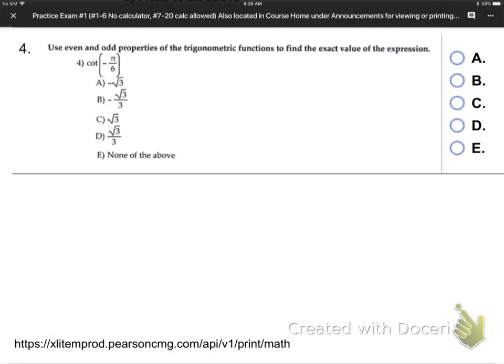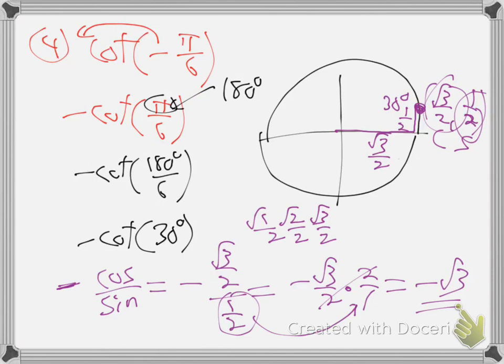Let's go back and see. Yeah, sure enough. There's the positive root 3, but we want the negative. The answer's A, not C, on that negative root 3. So watch out. They usually have the same answer positive. So don't let them trick you. And I do mean them.